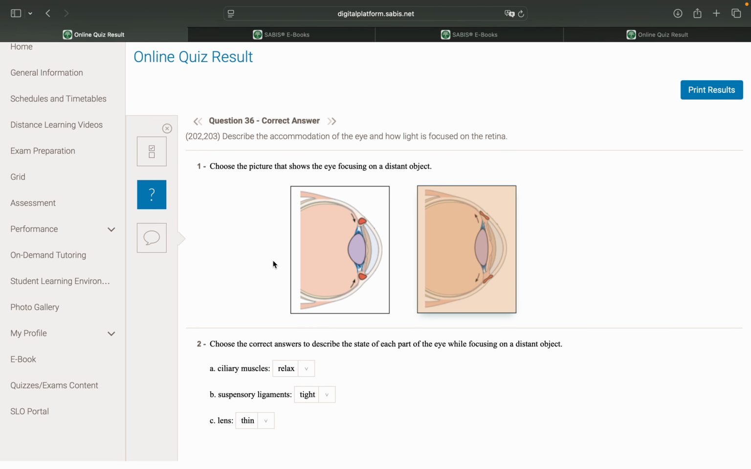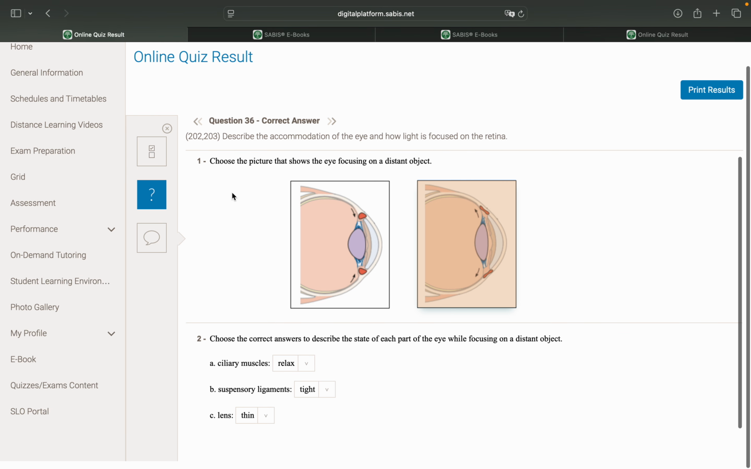So what do we have here? Choose the picture that shows the eye focusing on a distant object. You can see here, this diagram right here is what shows how the eye looks while it's focusing on a distant object.